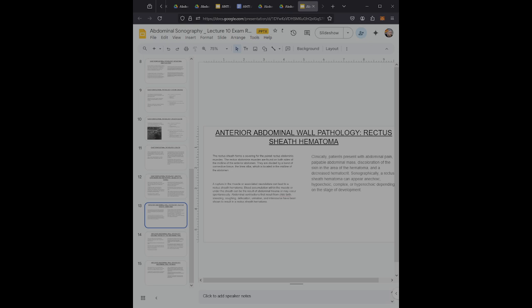The rectus sheath hematoma. The rectus sheath forms a covering for the rectus abdominis muscles, and the rectus abdominis muscles are found on both sides of the midline of the anterior abdomen. They are divided by the linea alba, which is located in the midline of the abdomen. Rupture of vasculature can lead to a rectus sheath hematoma. Sonographically, we see blood that can be hypoechoic, complex, or anechoic depending on the stage of development.